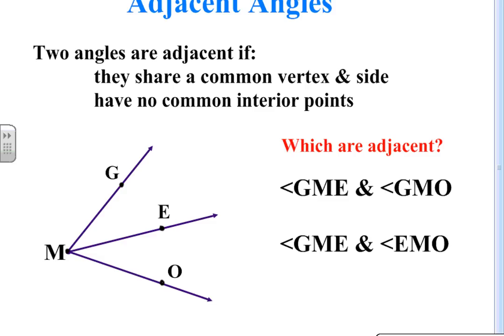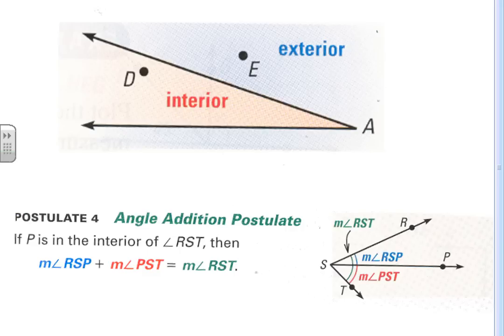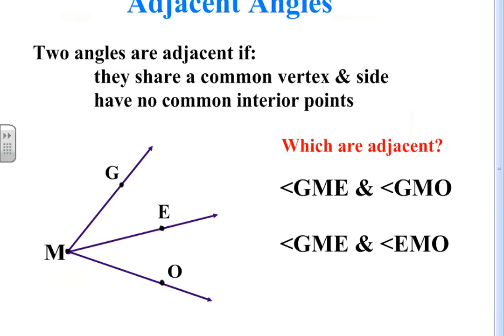Adjacent angles are angles that have 2 conditions. The first condition is that they have to have a common vertex, so you can see they have a vertex here of M, and a common side, so the side in this case is ME, the ray ME, and no common interior points. If you go back and look at that first screen again, you'll remember that interior points are the points that are between the two sides. So adjacent angles can't have any of those in common. So we're given 2 choices over here at the right. Which 2 are adjacent? And let's use some colors to help us here.